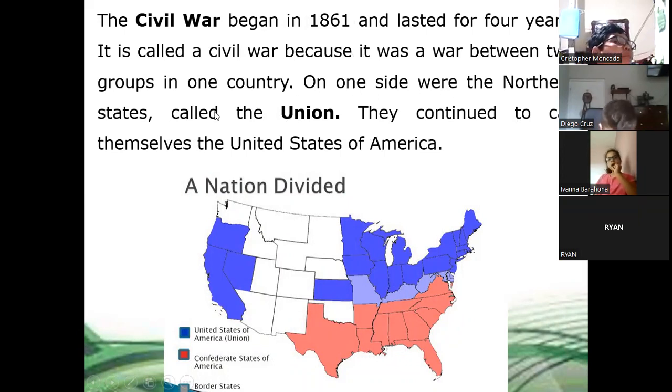On one side were the northern states called the Union. The Union, it's the blue states. This one, the dark blue. They continue to call themselves the United States of America. Okay, Ryan. And the red states are called Confederate States of America. And this light blue are border states. Light blue. Yeah, because this one is como la frontera. Aquí, these states were not involved in the Civil War.